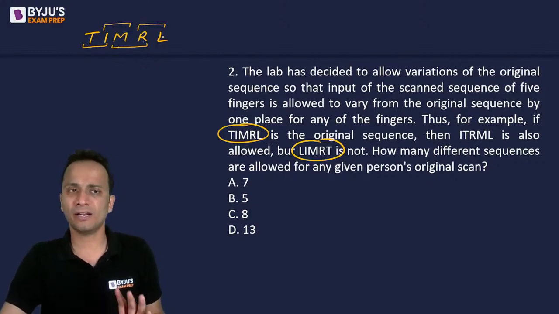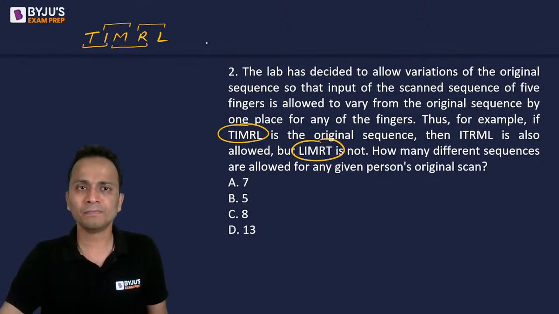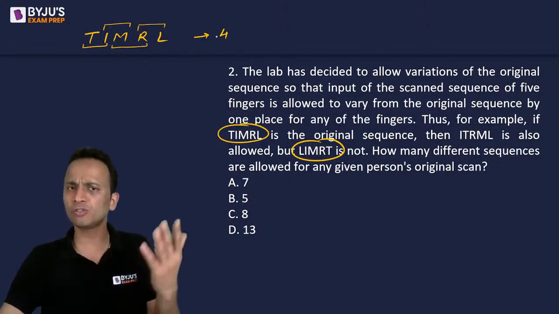M, R and RL. Right? Exactly two will interchange their places. Okay. So number of ways, how many are there? 4. All right. Let's move ahead.